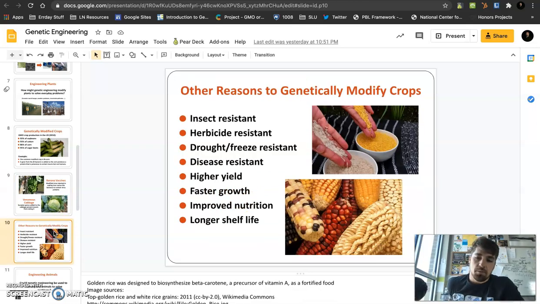So other reasons why we might do this: insect resistance, herbicide resistance, drought, freeze, harsh conditions, disease resistance, to produce more, to produce it faster, to increase the nutrition, and then also last longer.